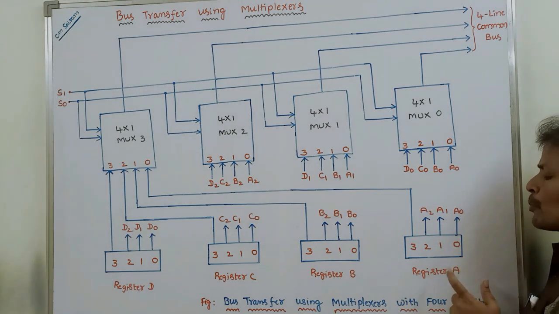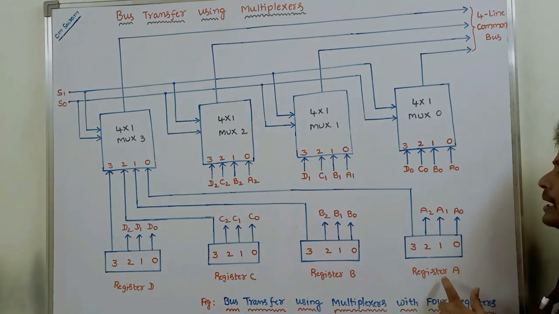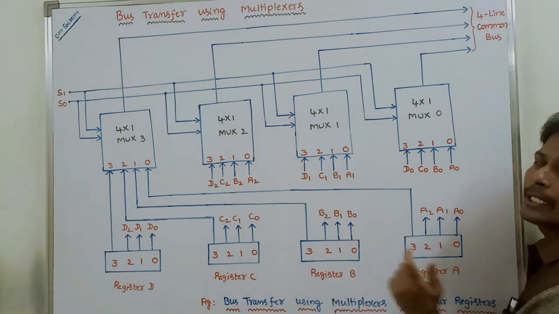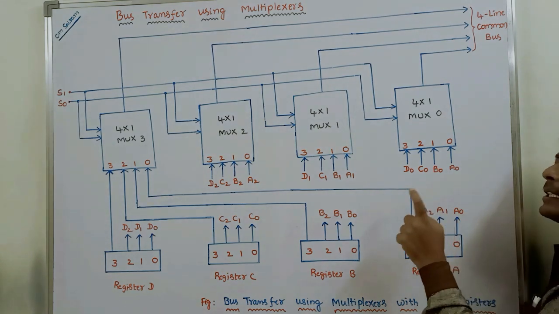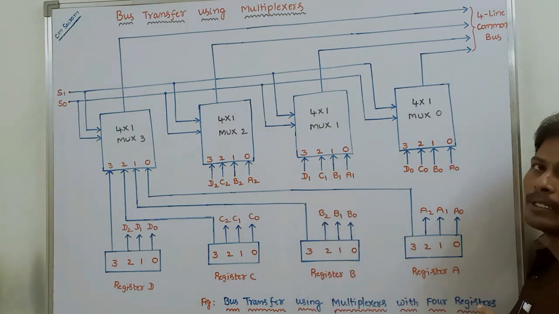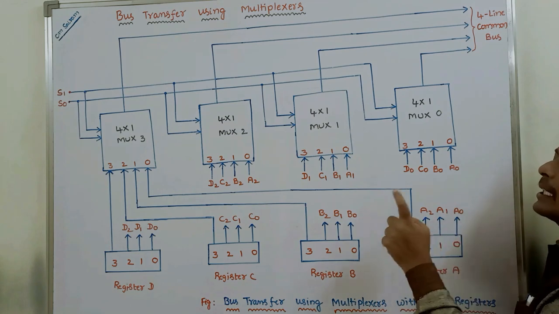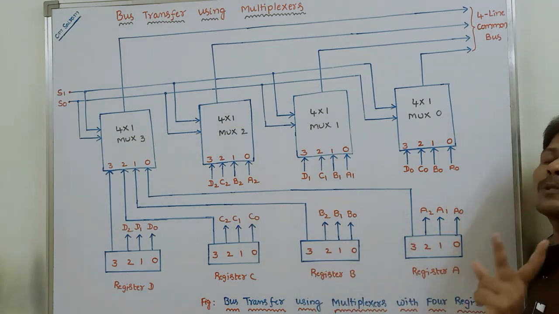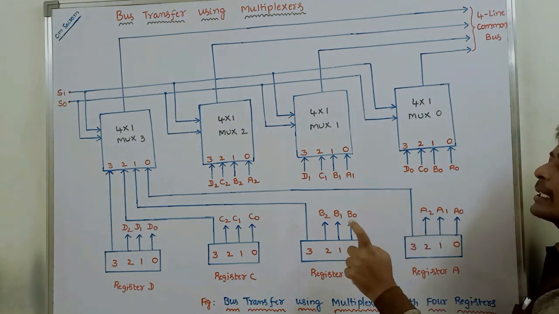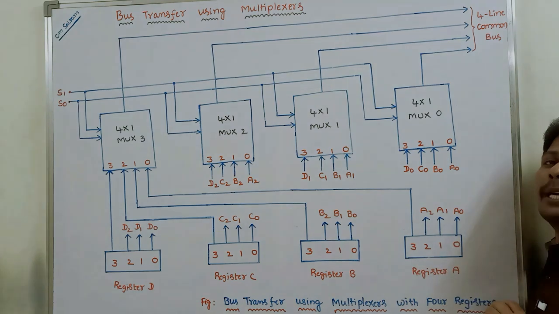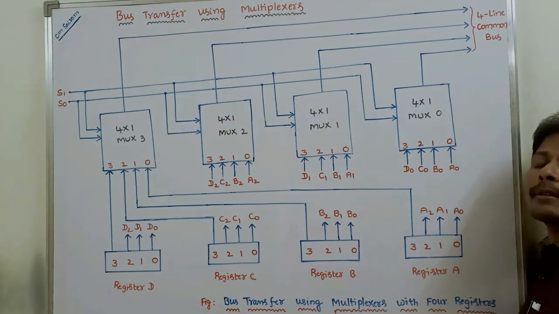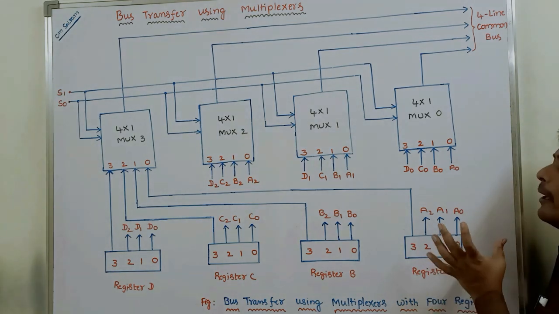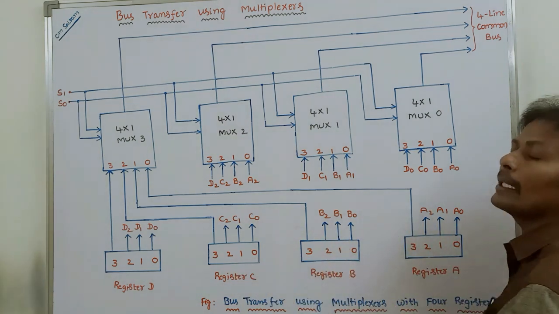Another case. Suppose we want to transfer the information from register A to register B and register C. How many separate lines are required? A0 is connected to both B0 and C0, so 2 separate lines are required. A1 is connected to B1 and C1, another 2 lines. A2 is connected to B2 and C2, another 2 lines. A3 is connected to B3 and C3, another 2 lines. So 8 separate lines are required to transfer the information from register A to register B and register C.